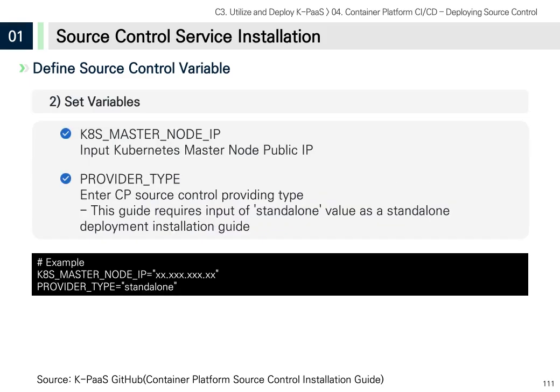After entering the path to edit the shell file, enter the Kubernetes master node IP, host cluster as type, and provider type as shown in the textbook. For the provider type, enter standalone, which means a standalone deployment, since our textbook is based on a standalone deployment.